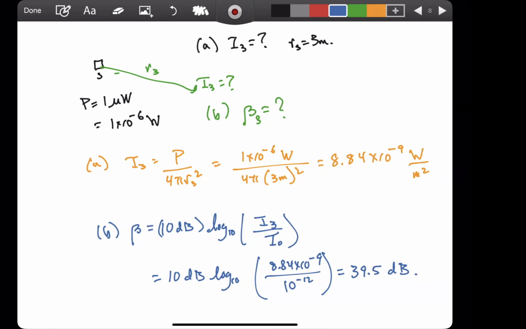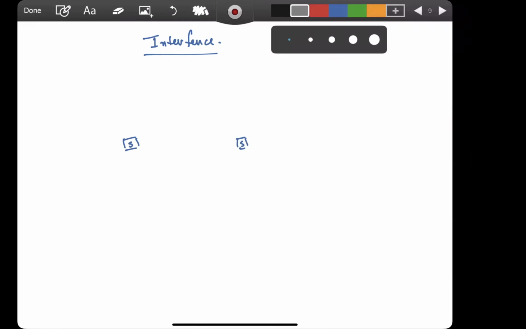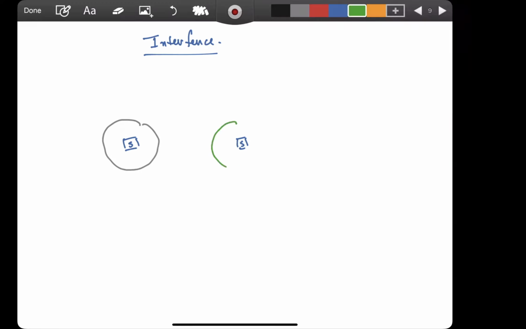Now, since sound is a wave, this means that sound waves can also interfere. So let's look at the interference of sound waves. These guys can actually interfere with each other. Let's say, for example, I have two sources. Here's source number one and then source number two. Let's say each one of these guys is giving out a wave. Here is my wave for the first one, and here is my wave for the second one.